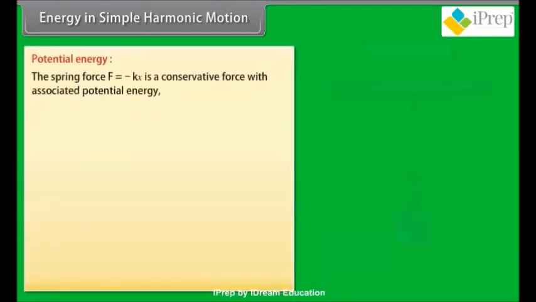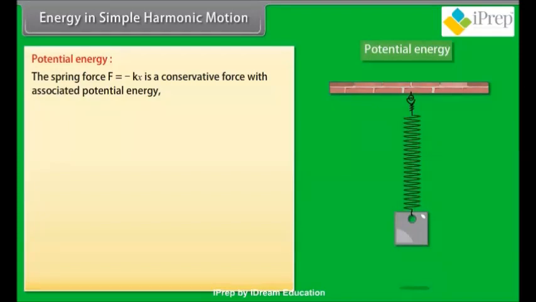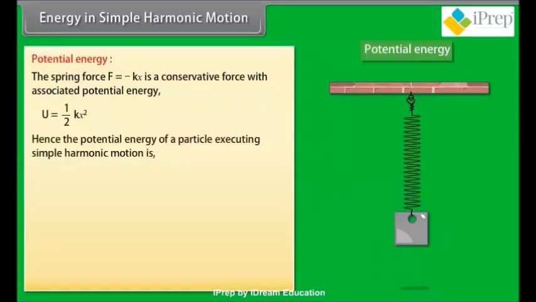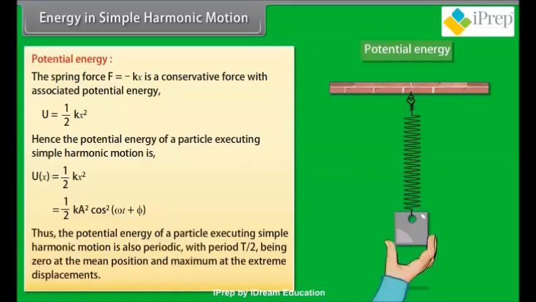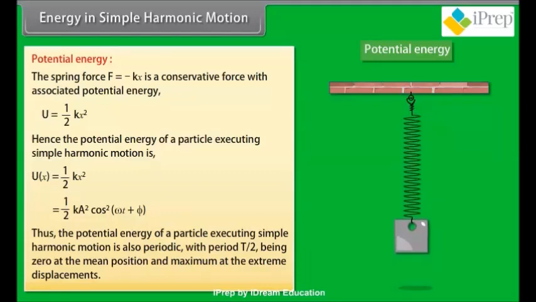Potential energy. The spring force F = −kx is a conservative force with associated potential energy U = ½kx². Hence, the potential energy of a particle executing simple harmonic motion is U(x) = ½kx² = ½kA² cos²(ωt + φ). Thus, the potential energy is also periodic, with period T/2, being 0 at the mean position and maximum at the extreme displacements.